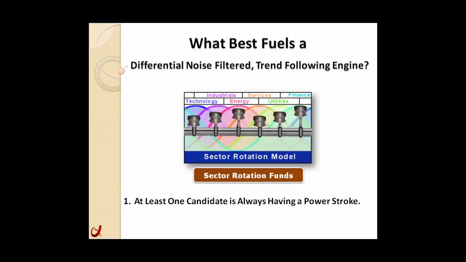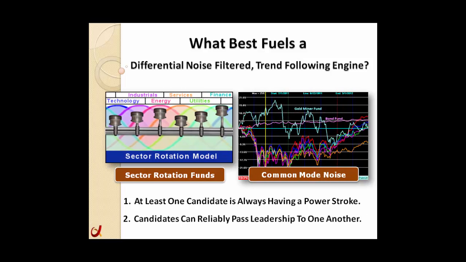Select a set of them so that at least one candidate fund is always having a power stroke. Funds with common mode market noise transfer leadership more reliably. In funds such as these, the common mode market noise is subtracted out by differential signal processing, better revealing the trend signal and increasing the reliability of passing leadership from one fund to the next. However, commodity funds such as this gold miner fund are not only more volatile, but contain very little common mode noise, and thus differential signal processing still leaves them with high levels of noise that mask the trend signal and thus reduce the reliability of passing leadership from one fund to the next.